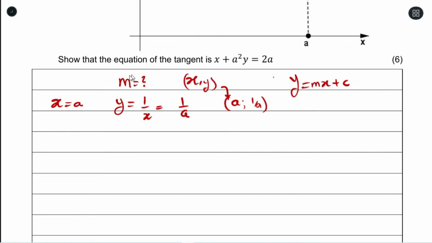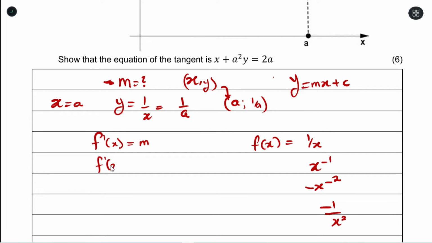Now the next part we also need to figure out is our gradient. To figure out our gradient, we understand that a derivative is equal to our gradient. So if the original f(x) is 1 over x, we can derive it. I'm going to rewrite it first, then differentiate. This will give me negative x to the power of negative 2, so I could just write it as negative 1 over x squared. So my derivative is negative 1 over x squared.